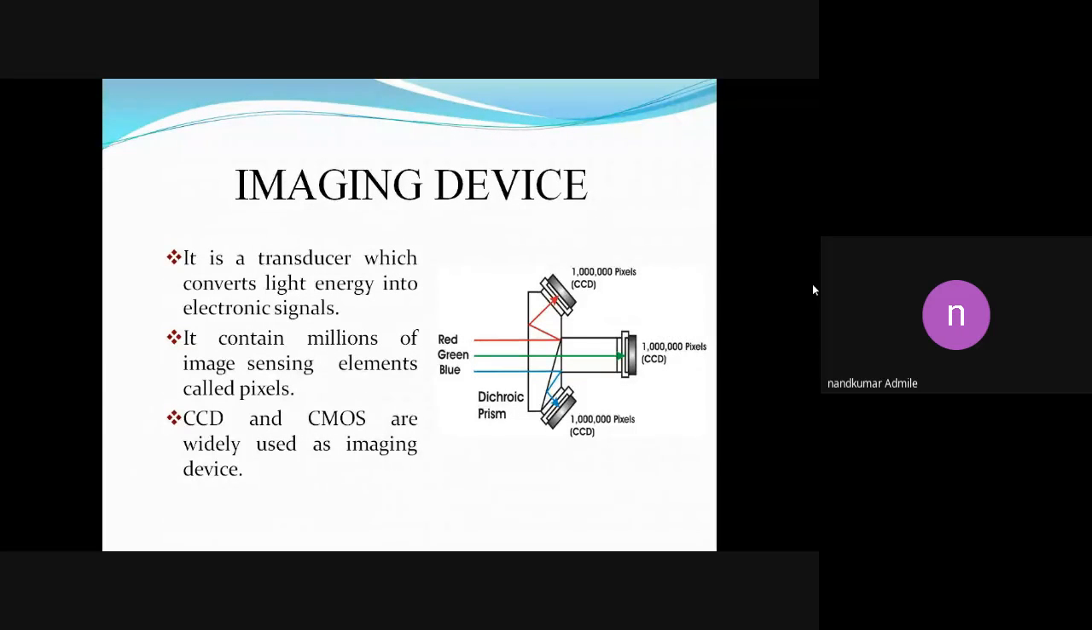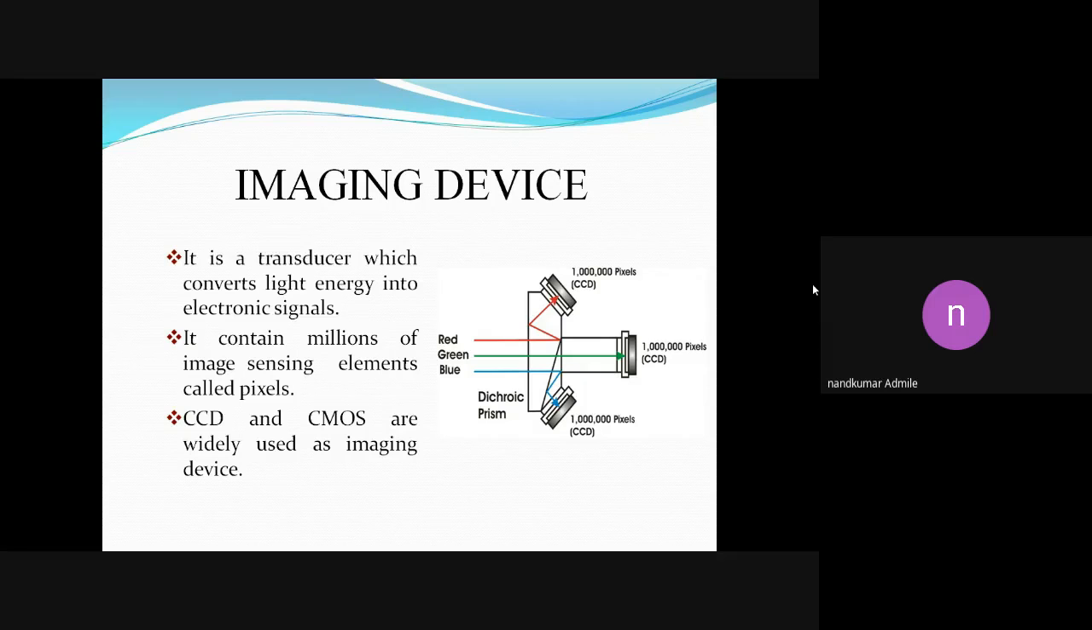Okay, and the most important part of a video camera is the imaging device. We can use two types of imaging devices: one is a CCD and the other is a CMOS. Most of the time we prefer the charge coupled device as the imaging device. By using this imaging device, we can capture various videos.